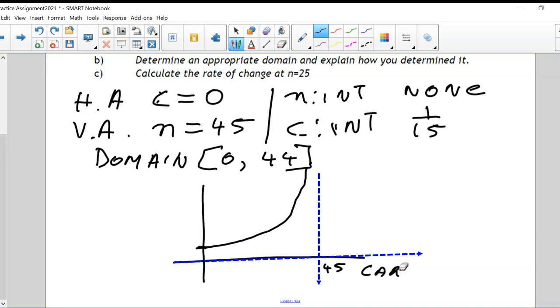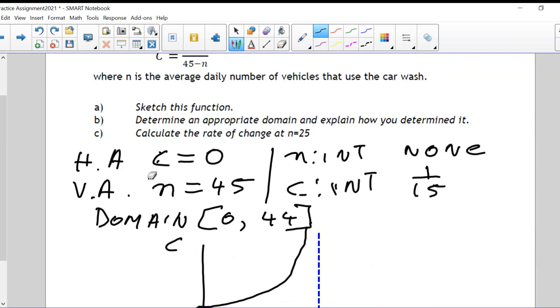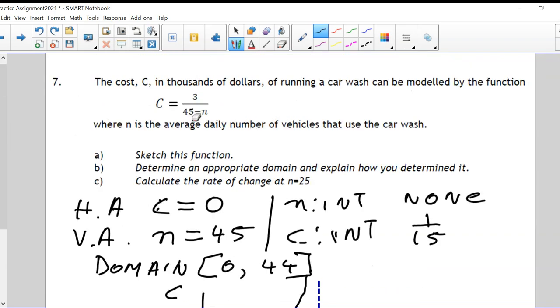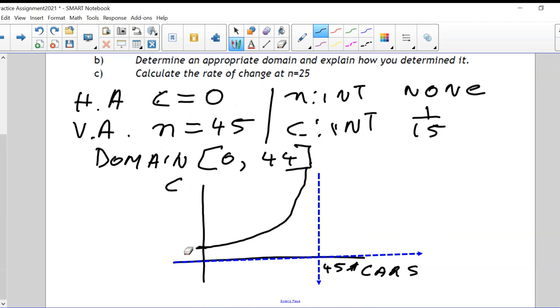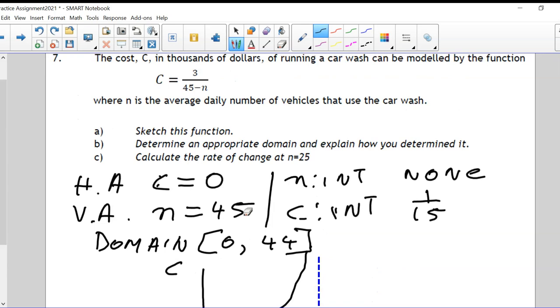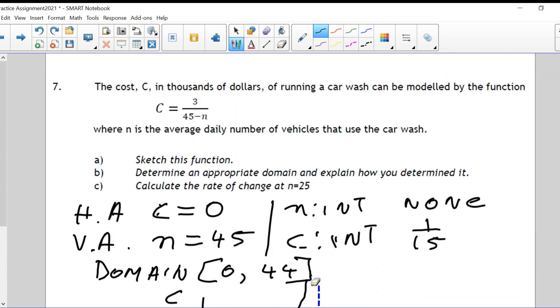So, number of cars, and this axis here is my cost. My average daily cost in thousands of dollars. It looks to me as if your costs start off down here. We don't have anything on the negative side of the number of cars. It just seems to rise and is trending towards infinity the more cars you wash. So your cost is rising quite dramatically as you try to wash more and more cars.